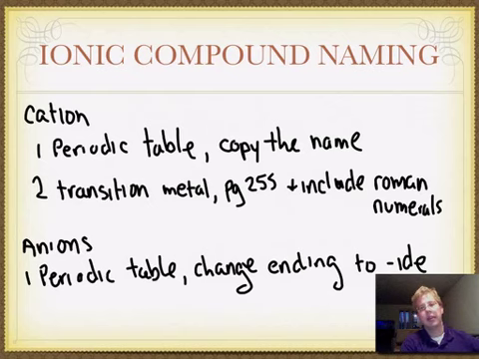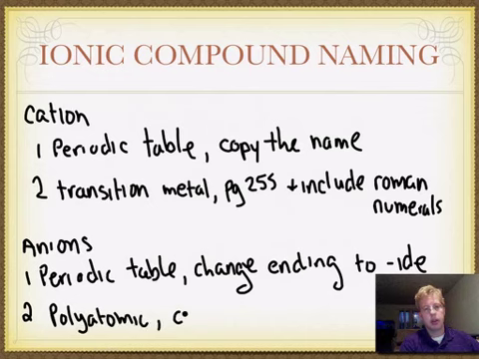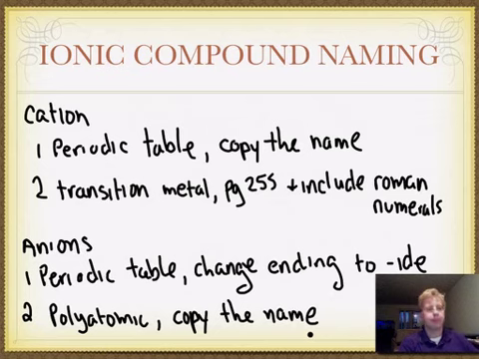So if it's carbon, it would become carbide. If it's oxygen, it becomes oxide. If it's sulfur, it becomes sulfide. If it's polyatomic, copy the name. On the next slide, we're going to go through a couple of examples for this.